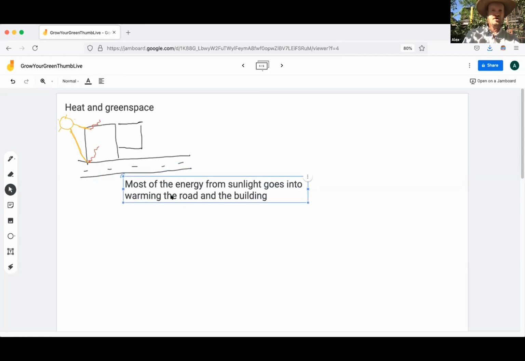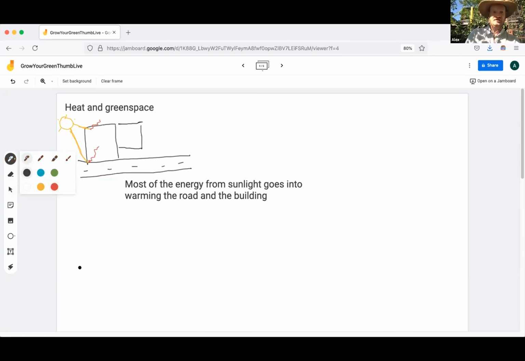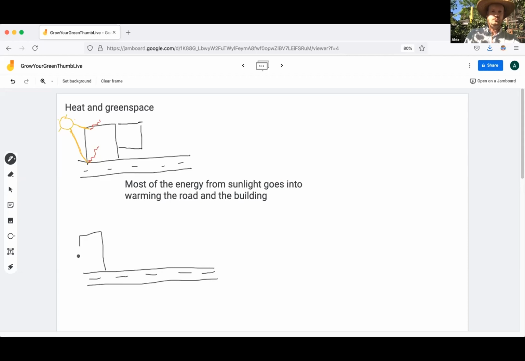Okay, and let's draw another scenario. So now imagine the same situation, but we'll have some green space. So we've got a road. And I'll draw our buildings here. And again, we have sunlight coming in, striking the building, striking this building, also striking the road.